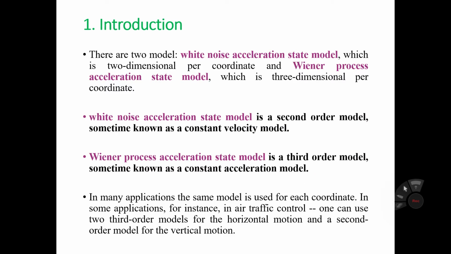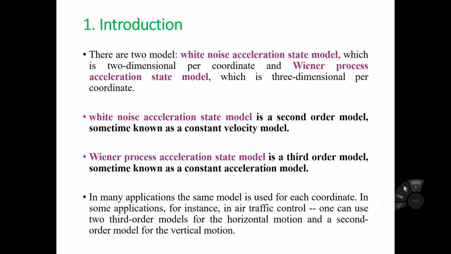So there are two models: the white noise acceleration state model, which is two-dimensional per coordinate, and the Wiener process acceleration model, which is three-dimensional per coordinate. The white noise acceleration state model is a second-order model, and sometimes it is also known as a constant velocity model. And the Wiener process acceleration state model is a third order model, so sometimes it is also known as the constant acceleration model.